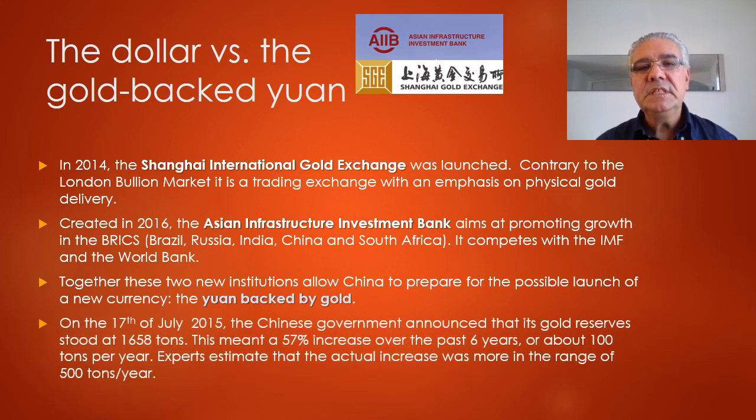In 2015, the Chinese government revealed that its gold reserves stand at about 1,658 tons, which actually represented a 57% increase over the course of the past 6 years. So a huge accumulation of gold. They report it to be about 100 tons of physical gold purchased per year. And experts estimate that this amount could be as much as 5 times bigger.